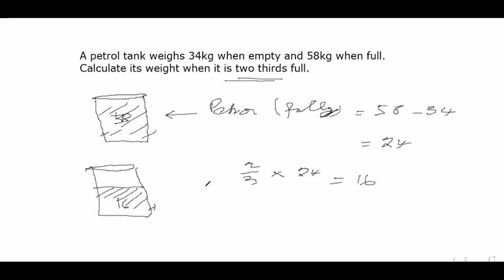So this petrol there, when it's 2/3 full, is 16, but the tank itself is 34. And the question is, calculate its weight. So in other words, you want the weight of the tank together with the petrol. So the actual weight will be 34, the weight of the empty tank, plus the weight of the 2/3 of the petrol. All right. So that is how you do this.